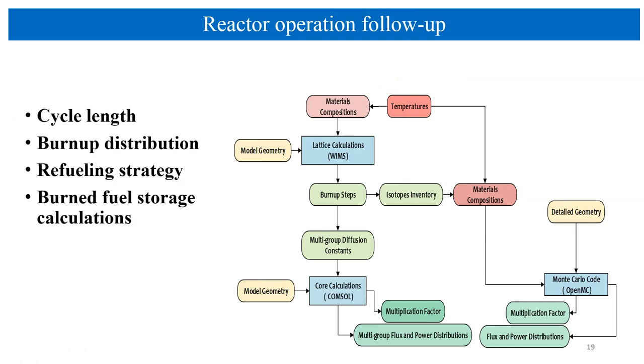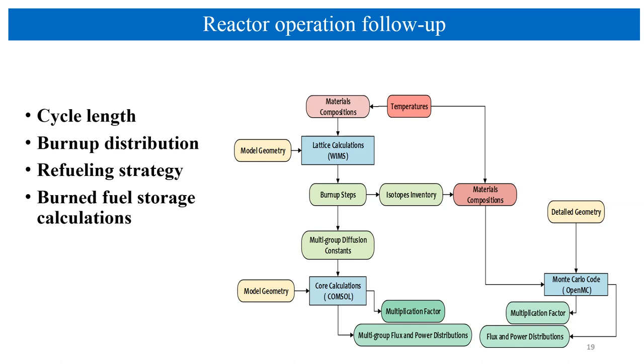In the reactor operation follow-up, here I want to calculate the cycle length, the effect of certain modifications, and the burn-up distribution to know when I have to discharge a fuel assembly from the core. If I have a limit from material science, as an example, the average discharge burn-up should be 50, as an example, this average discharge burn-up.